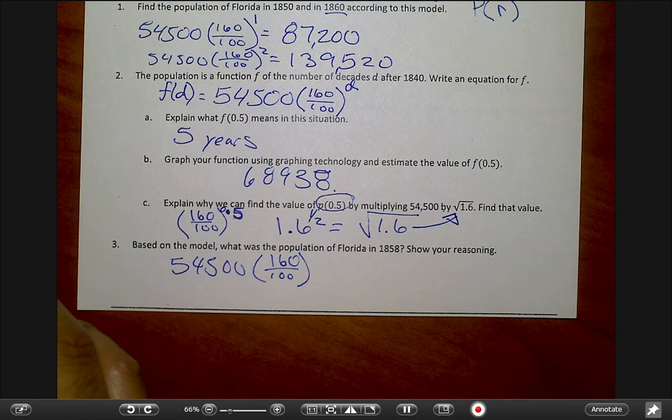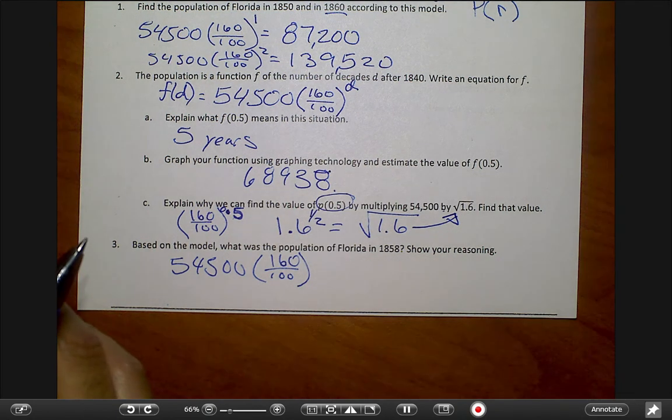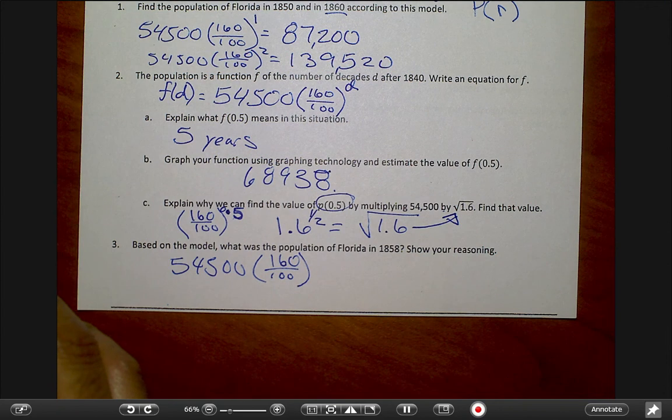You don't want us to go for decades? Oh, we are. We're still going by decades because that's what the equation, the function, is. 18 years?